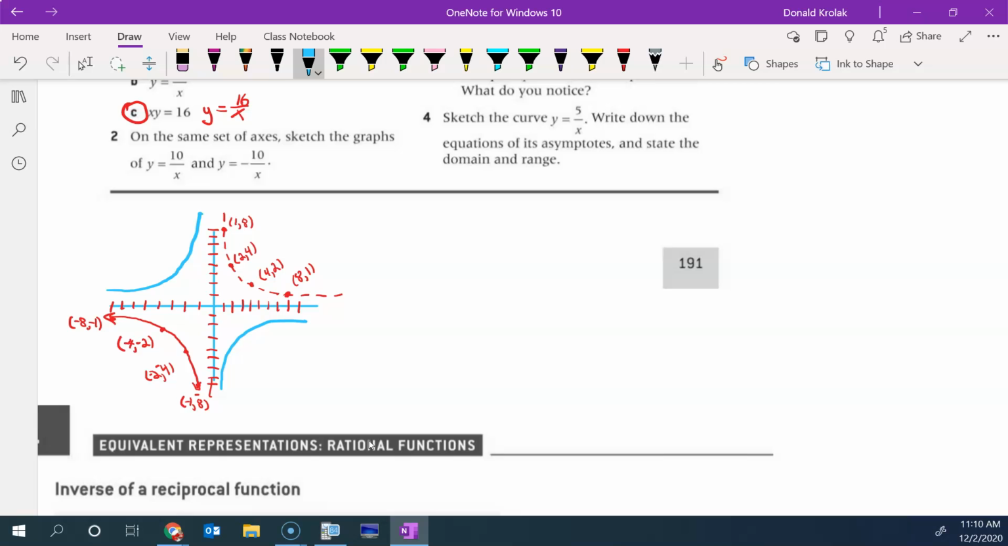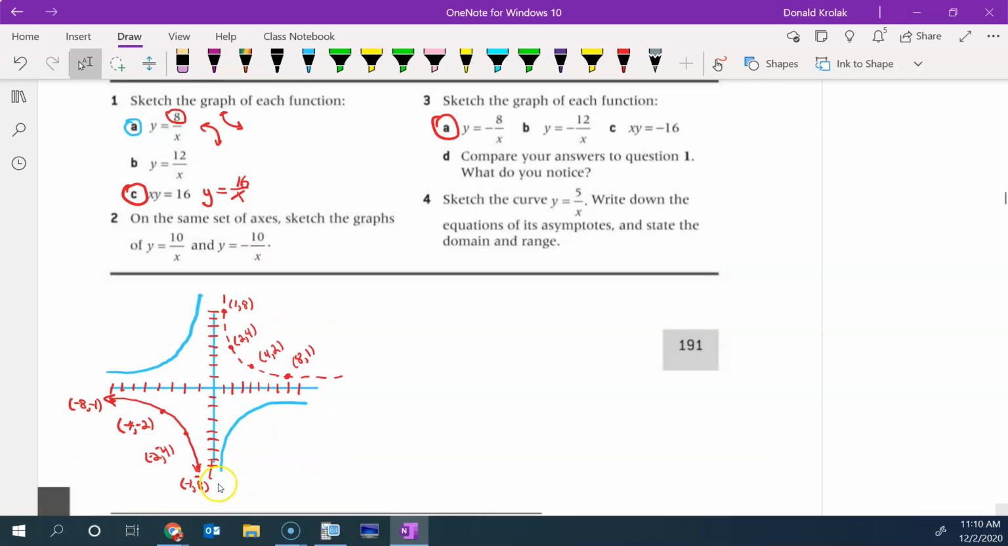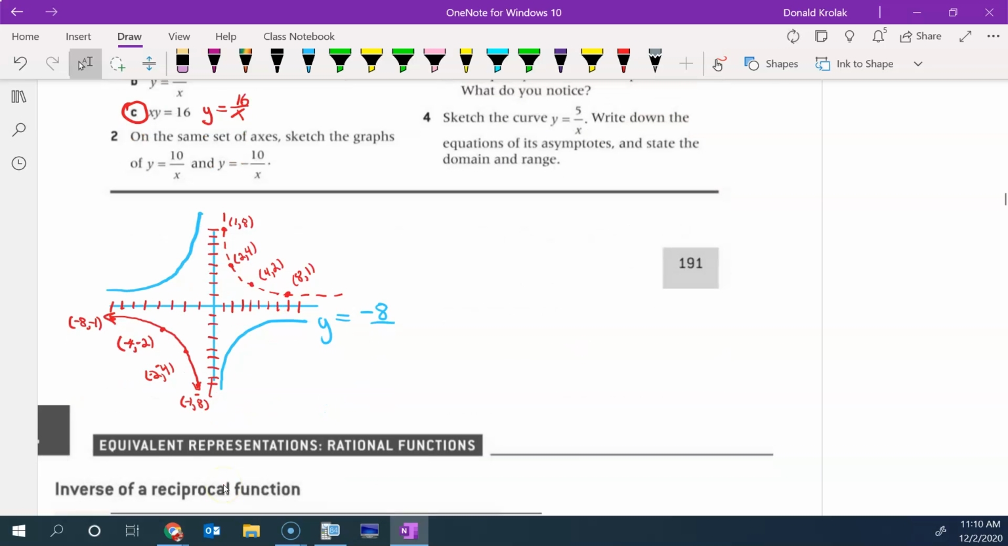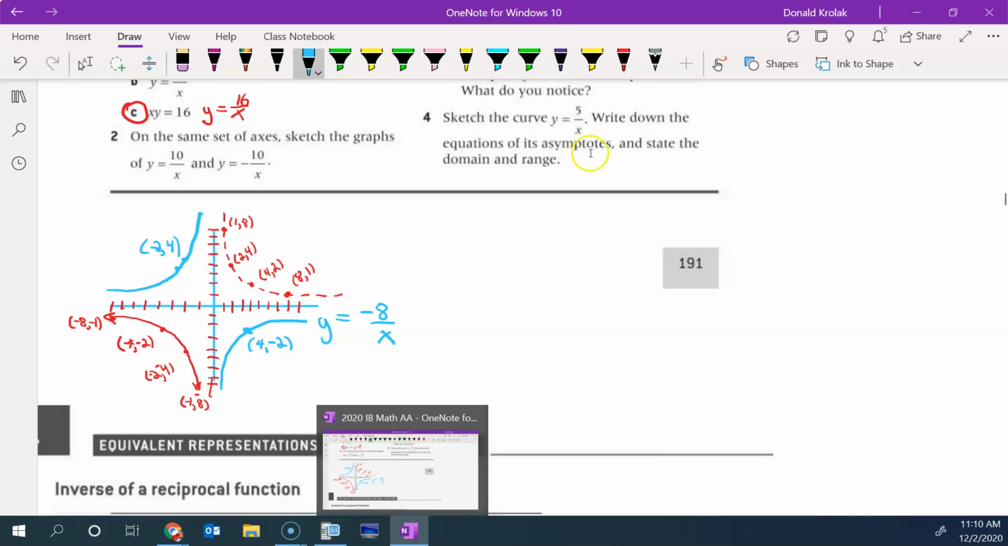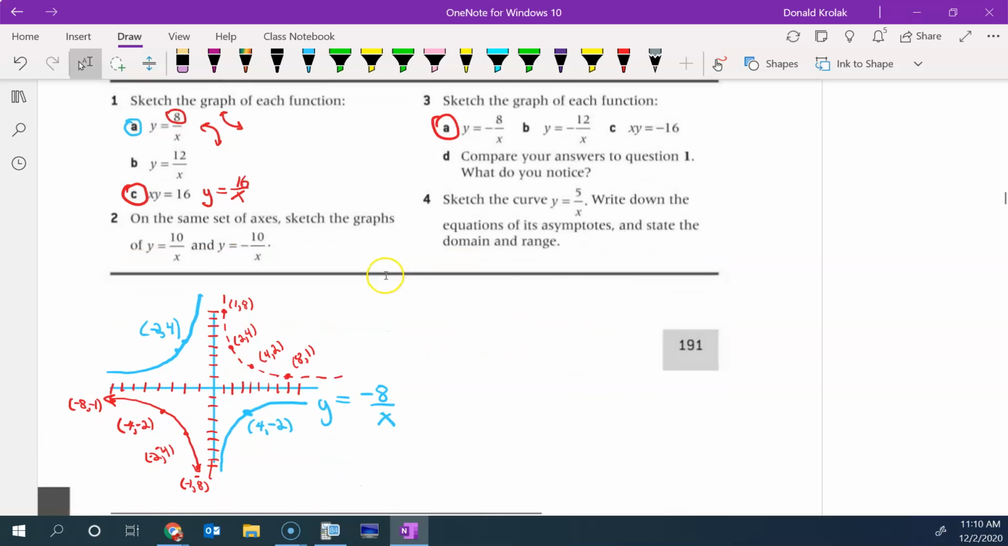So if I was actually graphing this, if I was doing my homework right now, and I wanted the person looking at my homework, which is me, to understand what I did, I would just put one point on here. And I'd say, okay, this is (4, -2). And that tells the person, okay, this one would be (-2, 4). So graphing reciprocal functions is pretty straightforward.